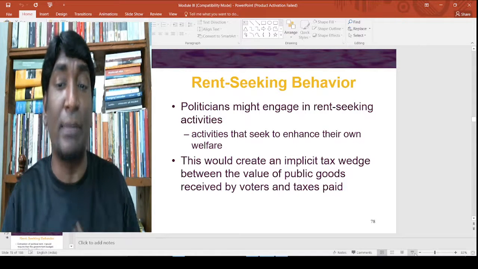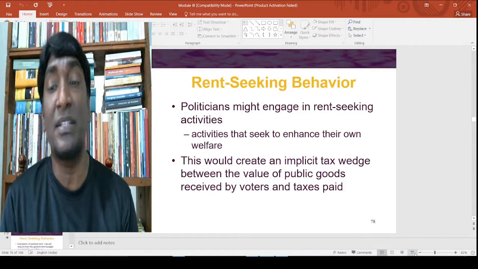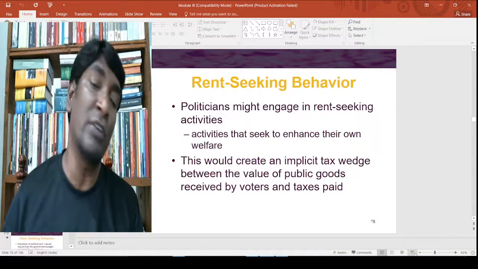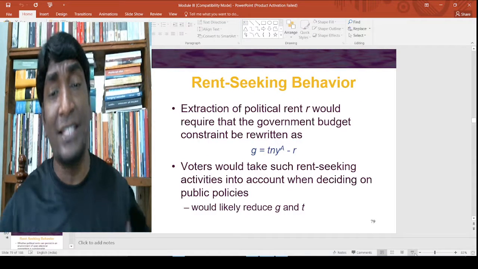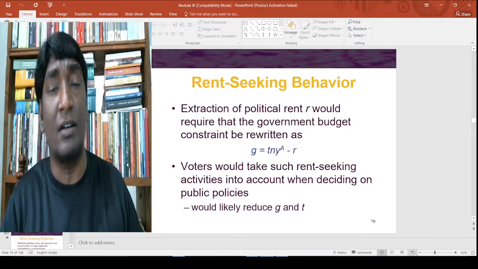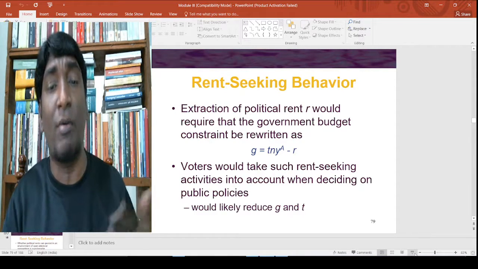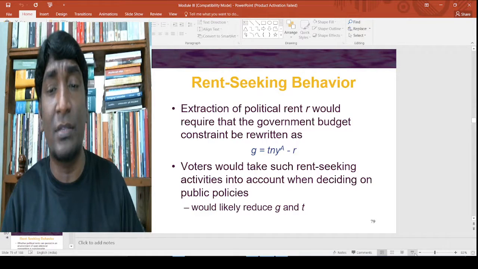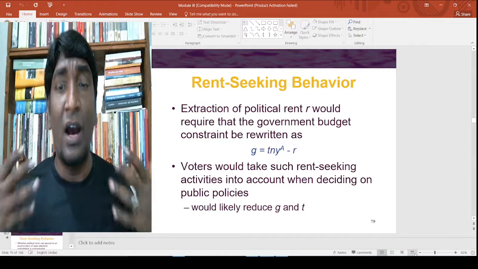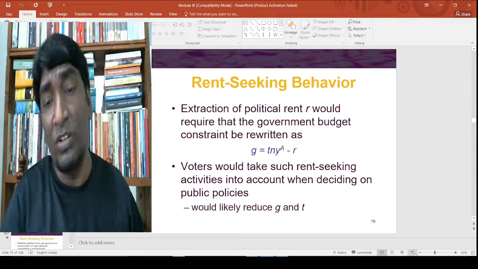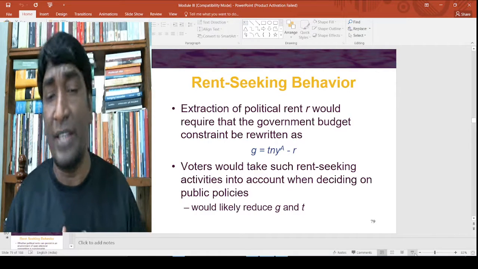They typically speak against the government because they say that there is an implicit tax wedge between the value of public good received by voters and tax paid. So, extraction of political rent R. Let's make a calculation on that. Political rent R would require that the government budget constraint be written as G equals T, N, Y, A minus R. That is, the voters would take such rent-seeking activities into account when deciding on public policy.